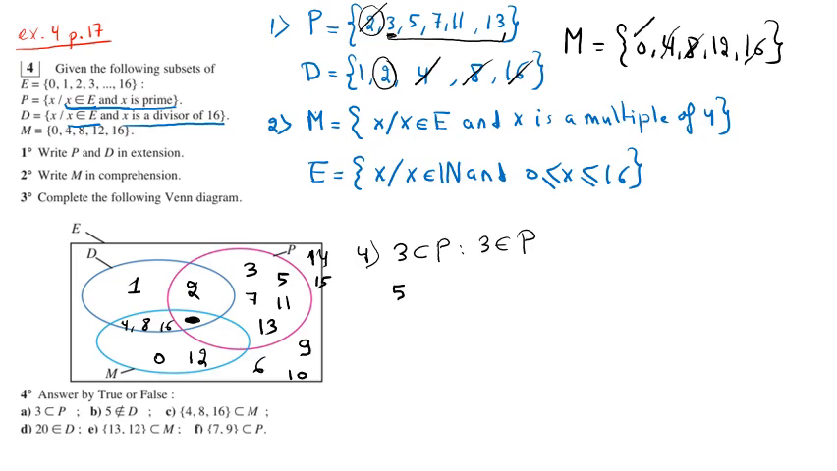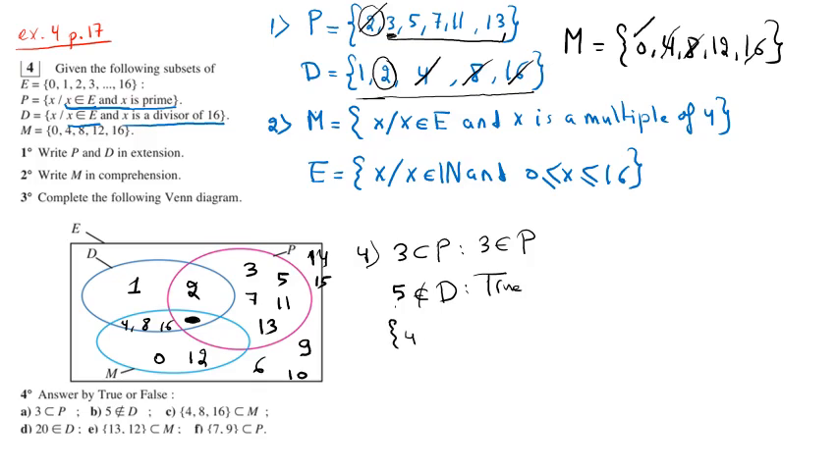5 doesn't belong to D. We have an element and a set, we use belongs or doesn't belong. 5 is not here, is not an element of D, so this one is true.